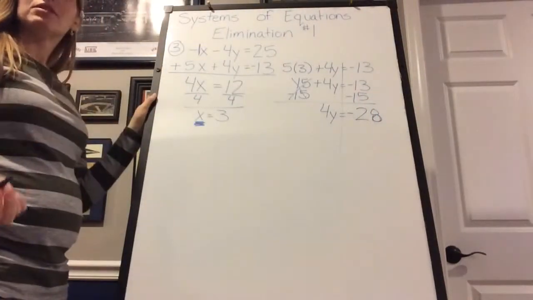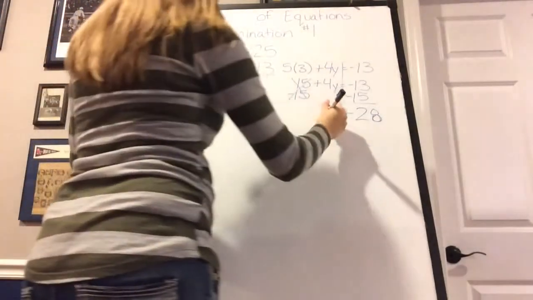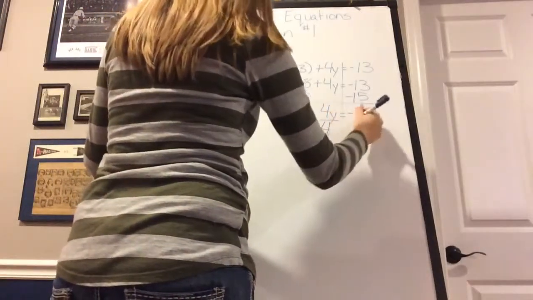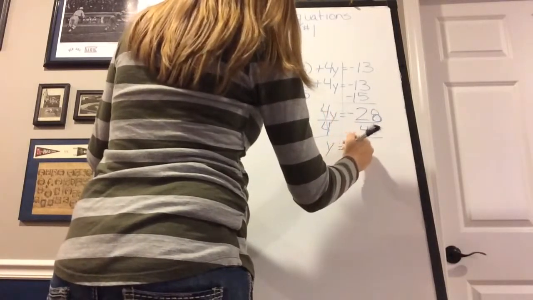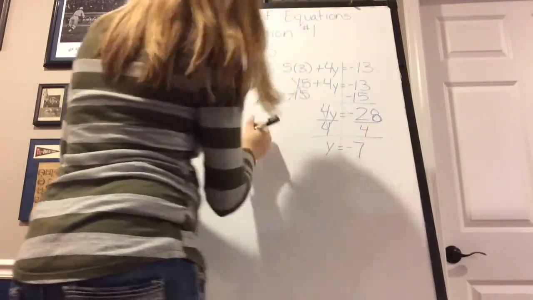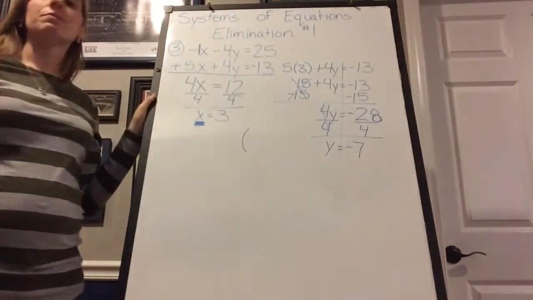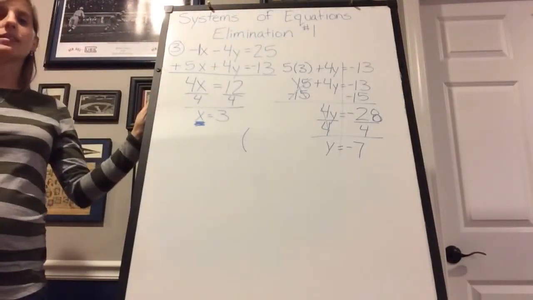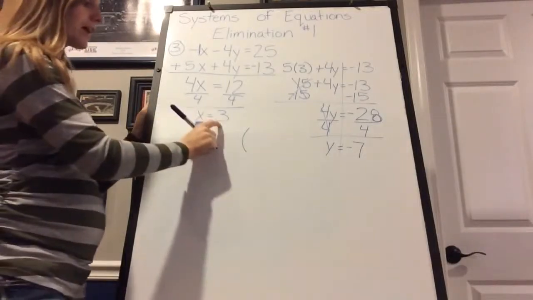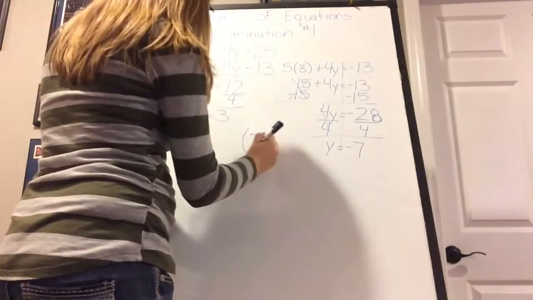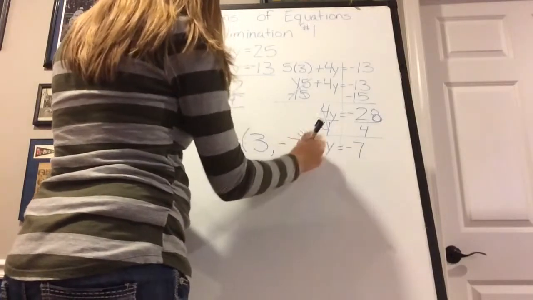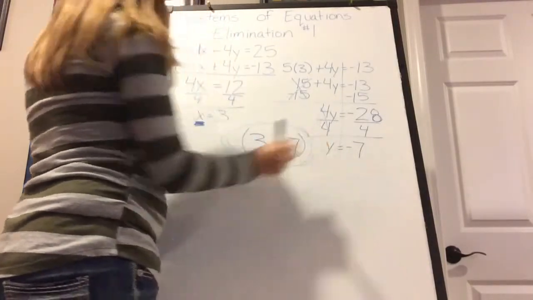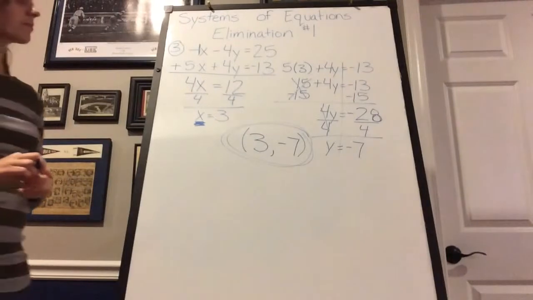And then my last step is to divide. I'm going to divide both sides by 4. So we get y equals negative 7. Now for my answer, always put the x coordinate first. X and then y, alphabetical. So my x coordinate is 3. My y coordinate is negative 7. So 3, negative 7 is my solution for number 3.